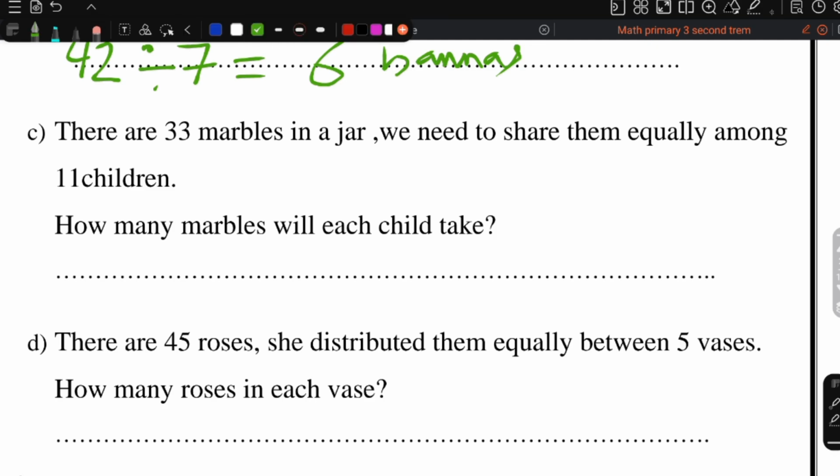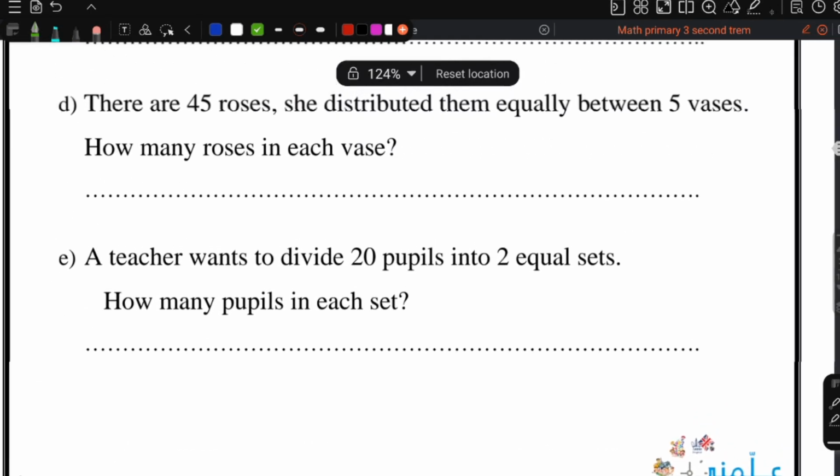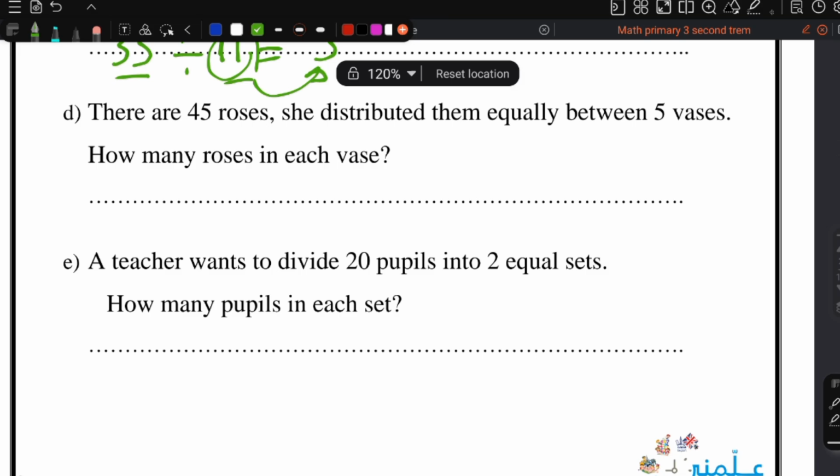Letter C. There are 33 marbles in a jar. We need to share them equally among 11 children. How many marbles will each child take? So I will distribute 33 over 11 children. So 33 divided by 11. 11 times what number gives me 33? Yes, 3, perfect. So 33 divided by 11 will be 3. Okay, letter D and letter E, you can test yourself by solving these two problems.